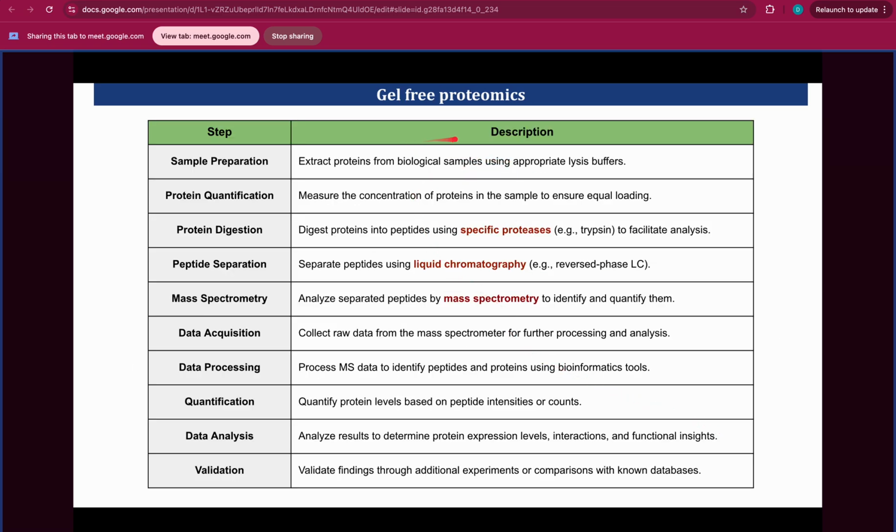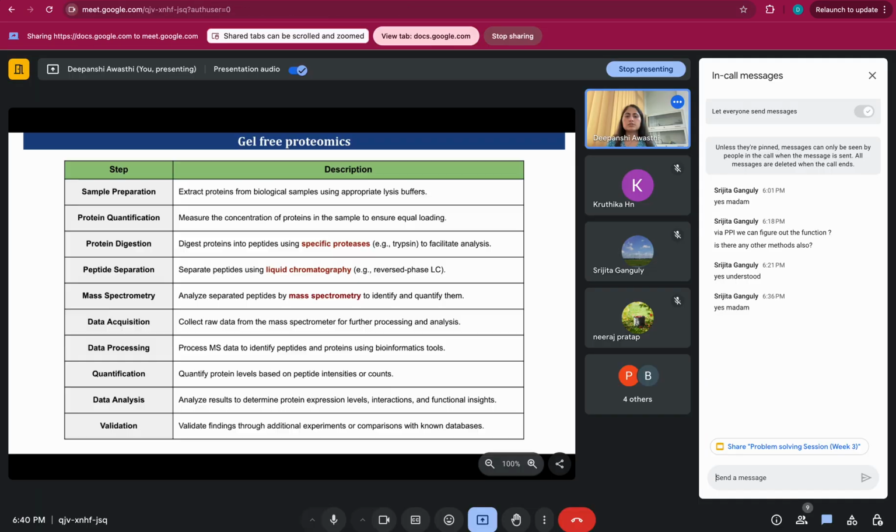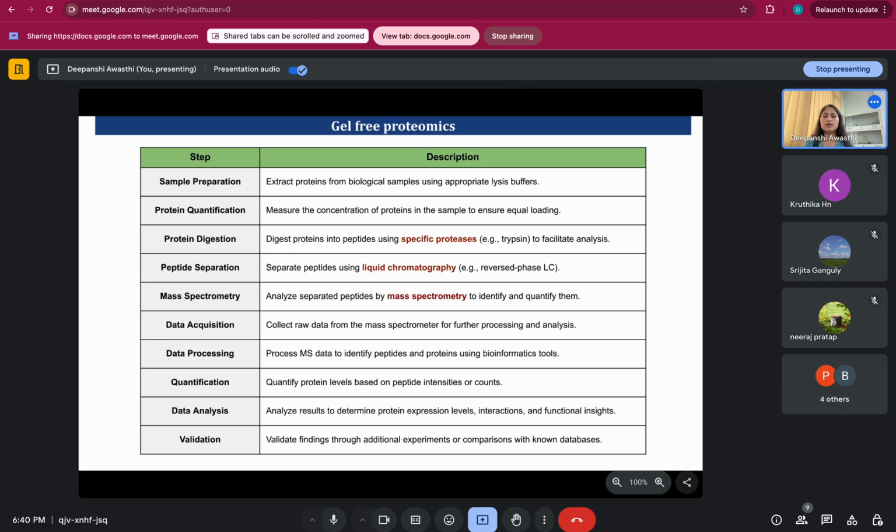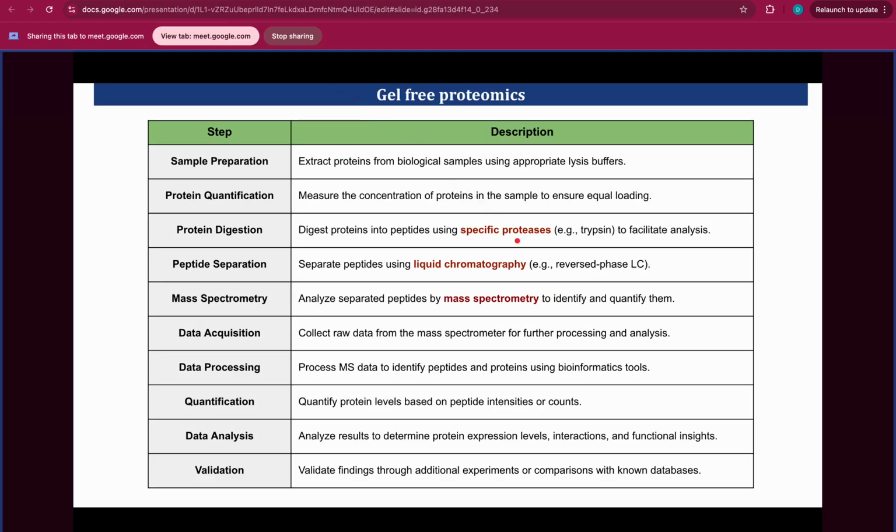Now I'll move to gel-free proteomics. Till now we have looked into the gel-based techniques, and now we are moving to gel-free proteomics. In gel-free we do not have to prepare gels. Sample preparation will be similar. We will obtain the protein sample from the biological tissue or biological sample, and then we'll quantify the protein, because in this step also we need to have a certain concentration of protein.